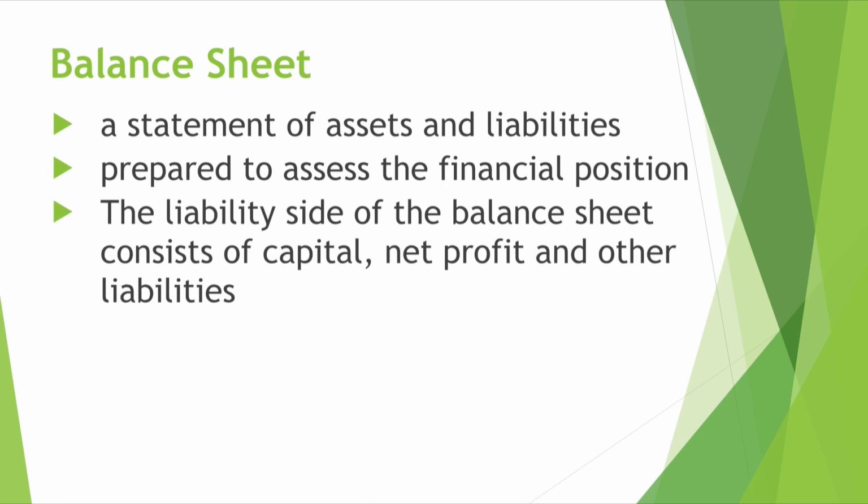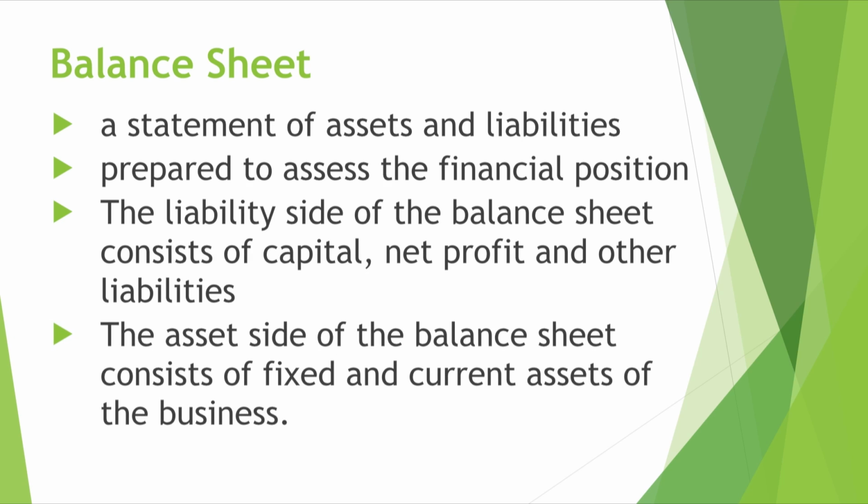The liability side of the balance sheet consists of capital, net profit, and other liabilities. The asset side of the balance sheet consists of fixed asset and current asset. The final accounts are prepared by taking the ledger balances from the trial balance.